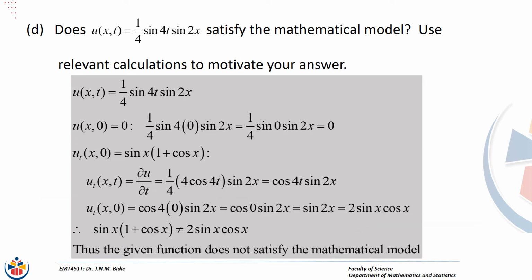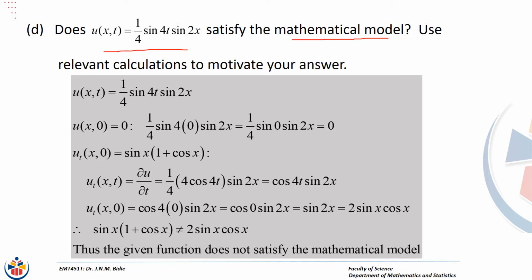Now we go to D. The same function that has been given to us that we used in C. Now we are asked if it satisfies the mathematical model. Remember, in order for us to complete the mathematical model in B, we had to make sure that we have two boundary conditions and the two initial conditions that were given to us. So now we have 4 conditions. The mathematical model will be complete if we have all those 4 conditions.